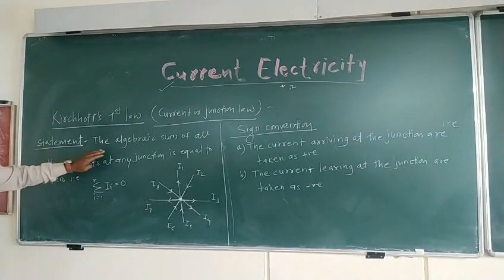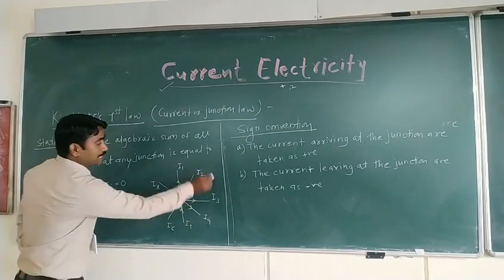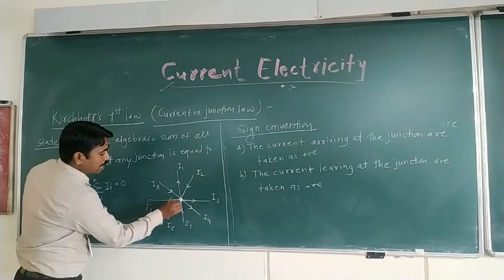First we see the statement. The algebraic sum of all the currents at any junction is equal to 0. When you consider a number of currents, the sum of those currents is always equal to 0. This is the simple statement. This is the given diagram for Kirchhoff's first law, and this is the junction.